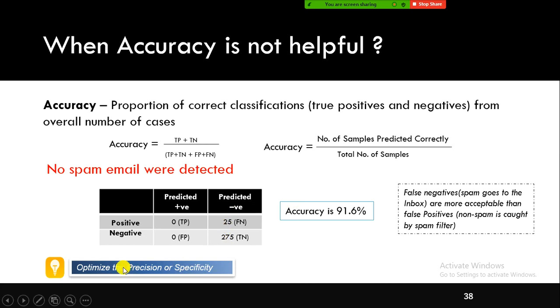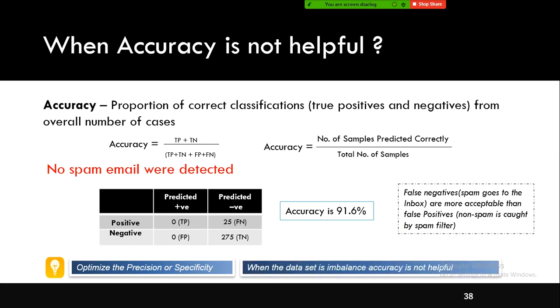So in this case, what am I supposed to do? Optimize the precision or specificity. We have another metric. This metric is not helpful. What other metric is helpful? We have something called precision or specificity. When the data set is imbalanced, accuracy is not helpful. Just keep that in mind. If the data set is imbalanced, then don't use the accuracy metric.